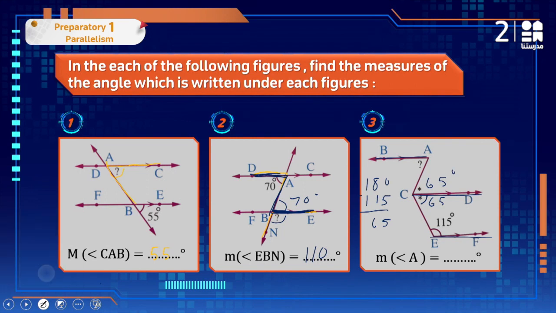Then, with the red pen, do you see letter Z? This is letter Z. They are alternate angles, so this 65 is equal to the 65, which is angle A. So angle A is 65 degrees.